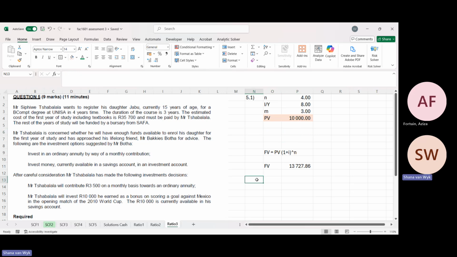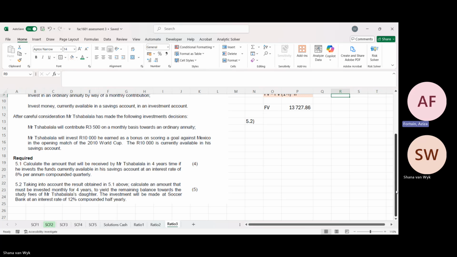Then 5.2. I'll highlight this one just in case. These were nice practice examples. This is very nice, taking into account the results. No! This one is very easy. Calculate the amount. No, I said no because now I would have had the first one wrong and now it's the second one.